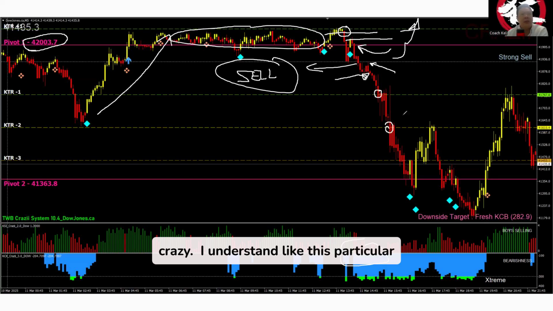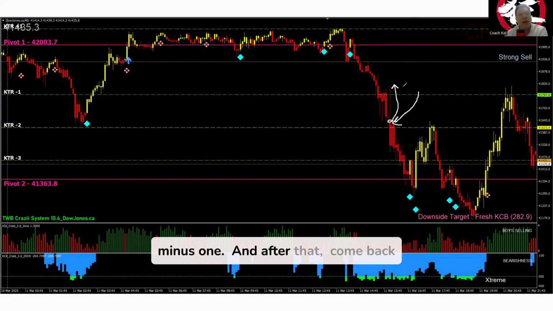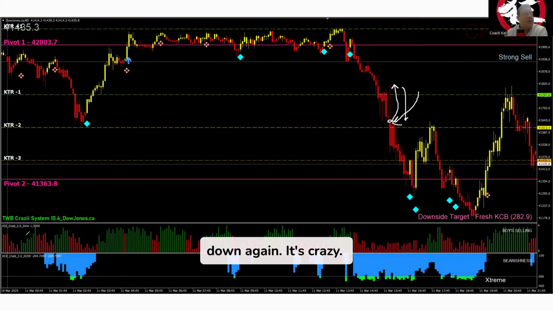I understand, like this particular bar, I also got shocked. It was on the way down suddenly. Oh my goodness, it went all the way to KTR -1. And after that, came back down again. It's crazy. So what is happening here?